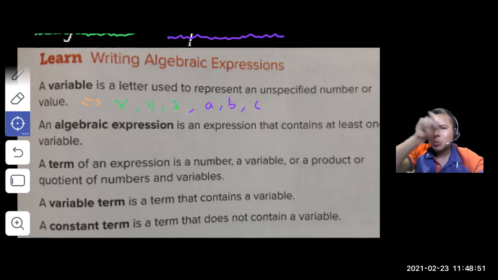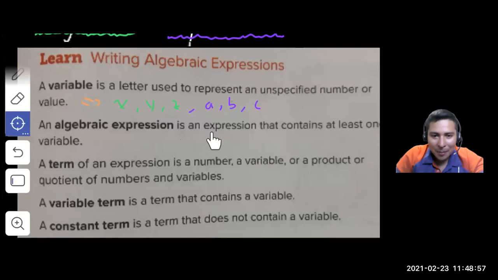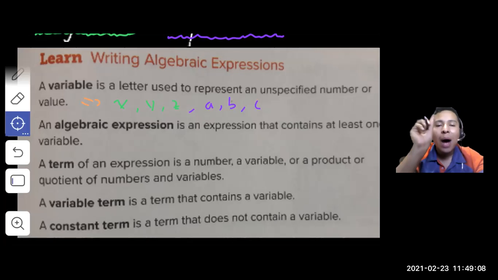Let's go to algebraic expressions. What is an algebraic expression? Can someone read it? Samantha? An algebraic expression is an expression that contains at least one variable. Okay, an algebraic expression, guys, is one expression that contains at least one variable.